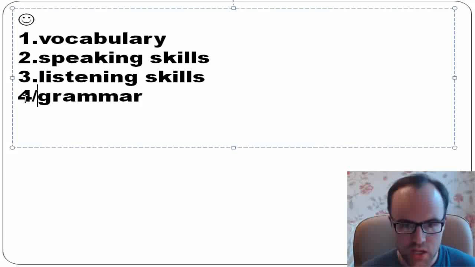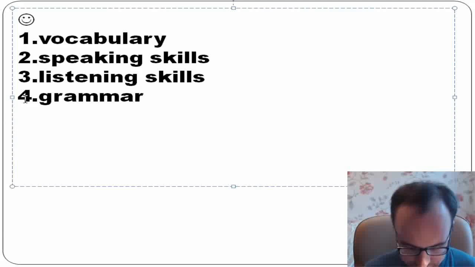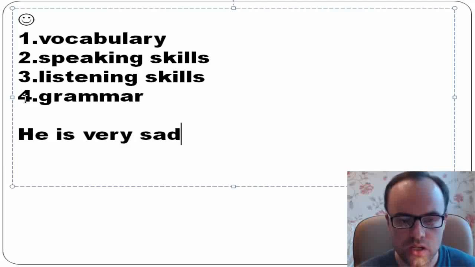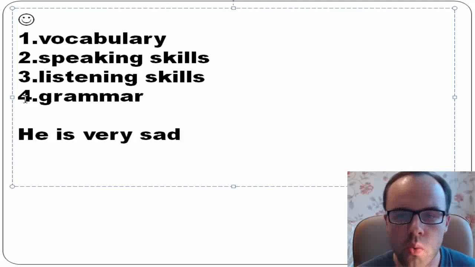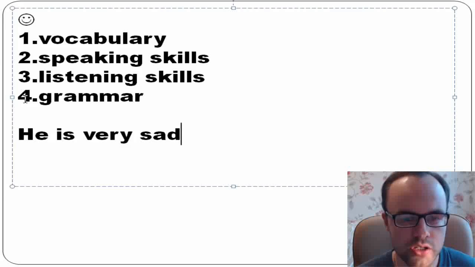Okay, so by the way, let me give you an example. So just imagine that you have this sentence. For example, he is very sad. He is very sad. So if someone says like this, what level is it? I think it's about elementary level. Okay, let's work a bit and let's make this sentence sound more advanced. So let's say it like an advanced student. Okay, so how can we change it?